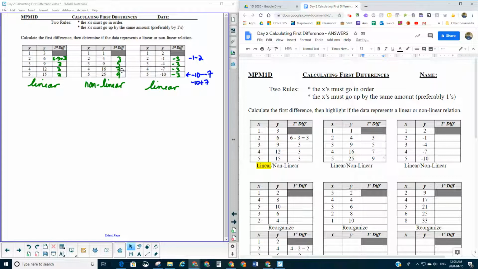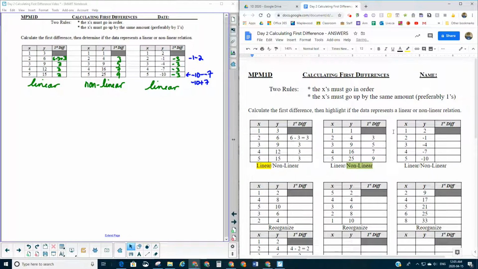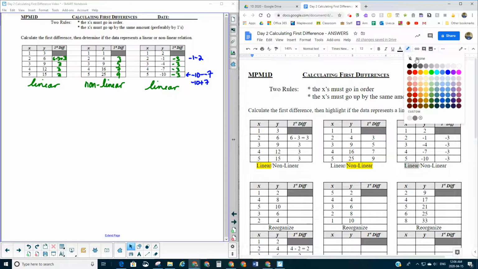It's just exactly the same as what we just did here. And since the first differences are not the same, we can highlight this. Go up to our pen tools right here and highlight, and I'm going to highlight that it's nonlinear. This last one, these were going down by threes. So I'm going to go down three, down three, down three, down three. Since they're all the same, this one is linear.